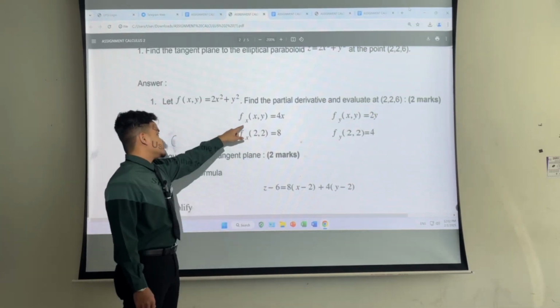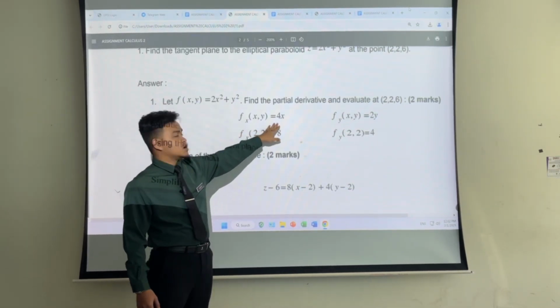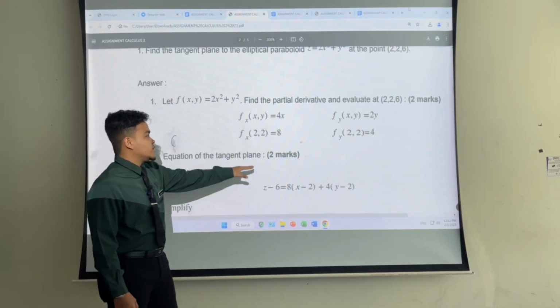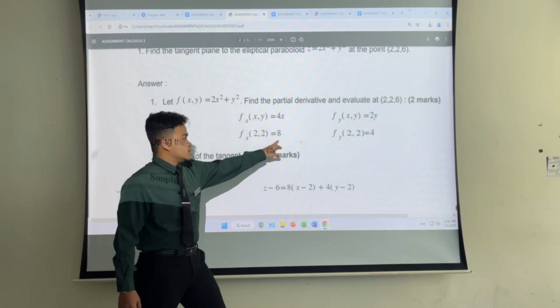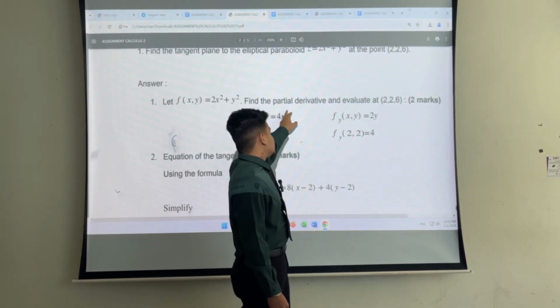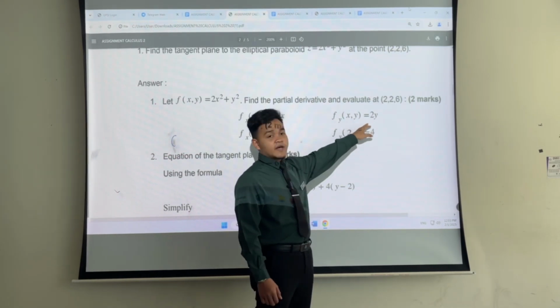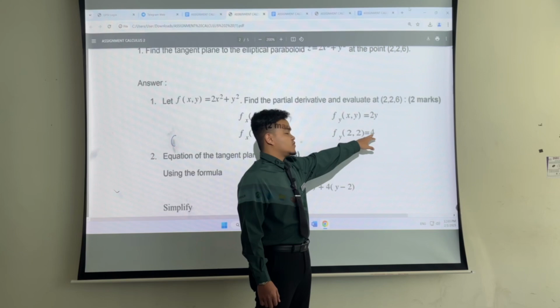For f_x, after we find the partial derivative we get 4x, and we evaluate at the point 2 and 2, so we get 8. For f_y, after we find the partial derivative we get 2y, and we insert the point 2, 2, so we get 4.